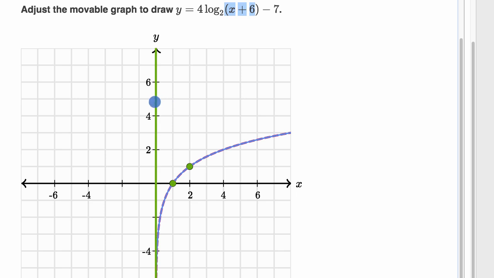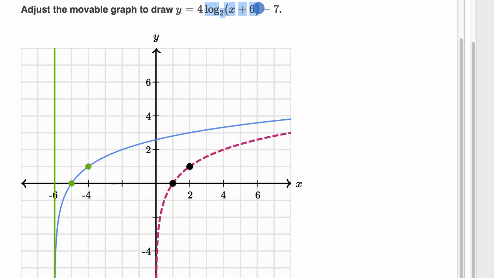So this vertical asymptote is going to shift 6 to the left. It's going to be, instead of being at x equals 0, it's going to go all the way to x equals negative 6. This point right over here, which was at (1, 0), is going to go 6 to the left. 1, 2, 3, 4, 5, 6. And this point, which was at (2, 1), is going to go 6 to the left. 1, 2, 3, 4, 5, and 6. So far what we have graphed is log base 2 of x plus 6.